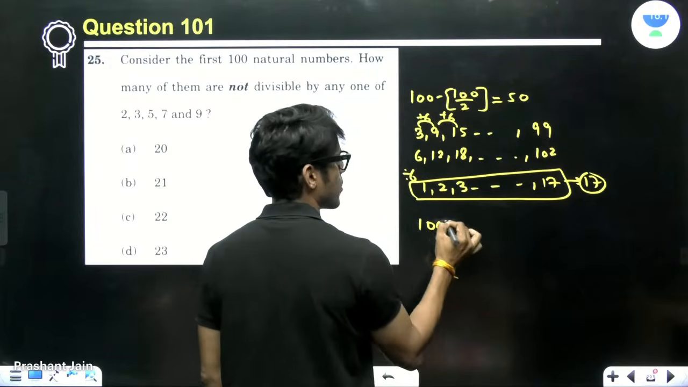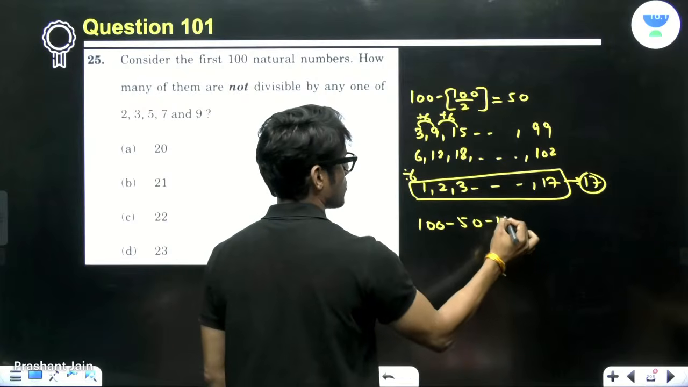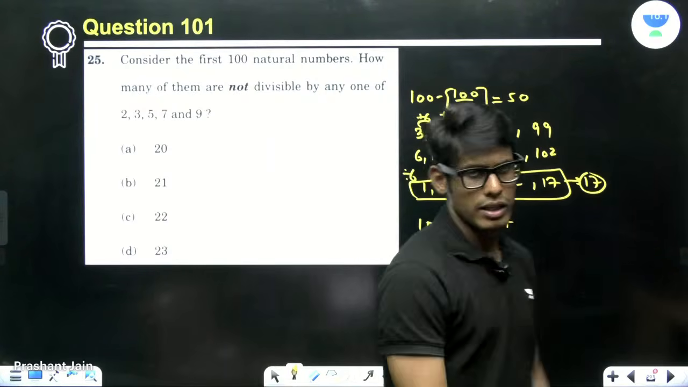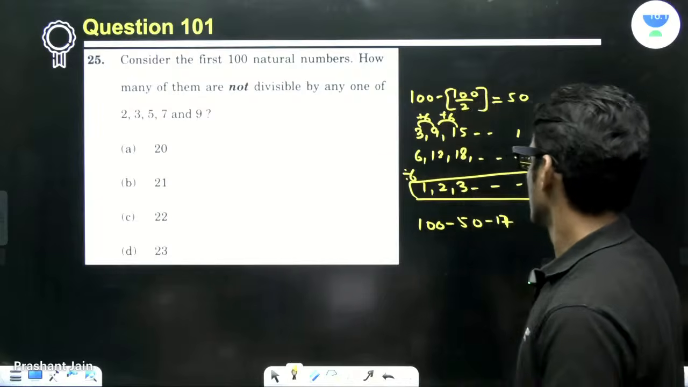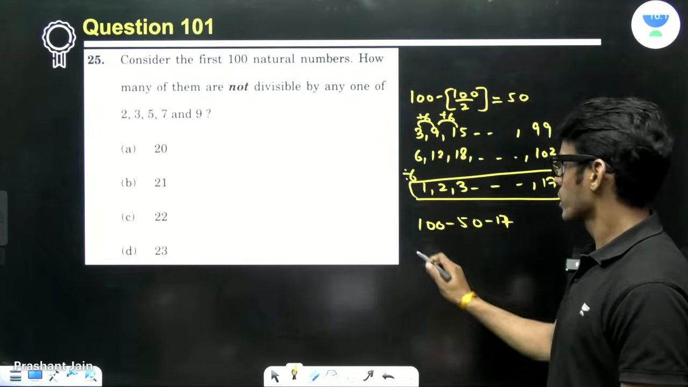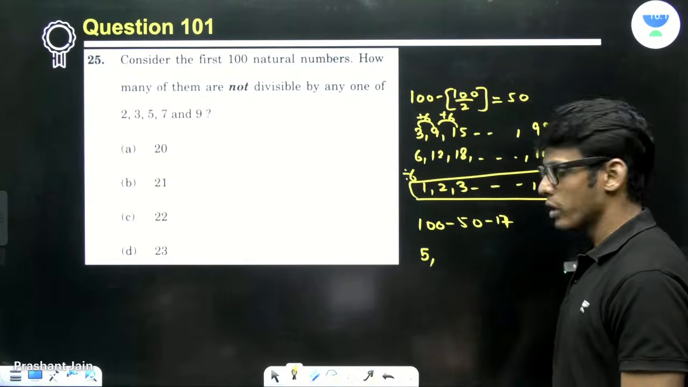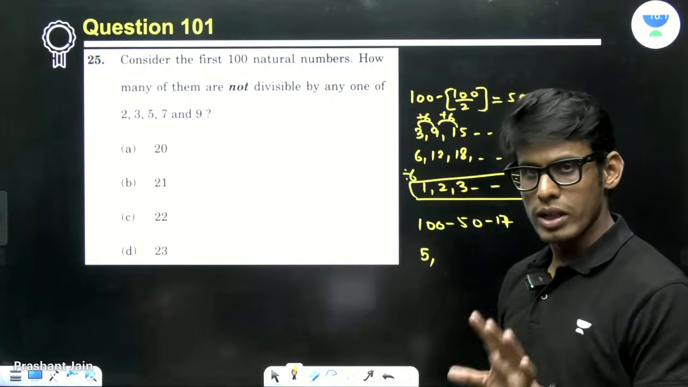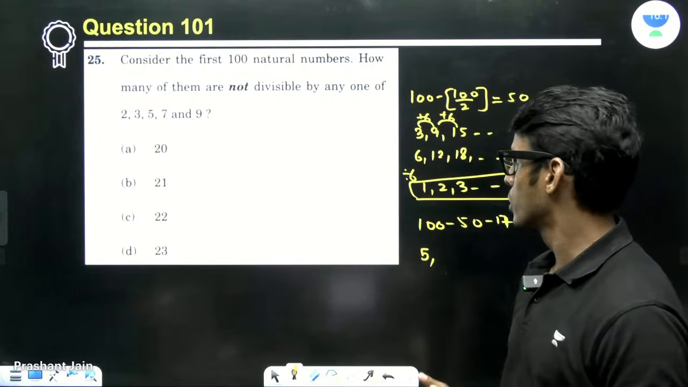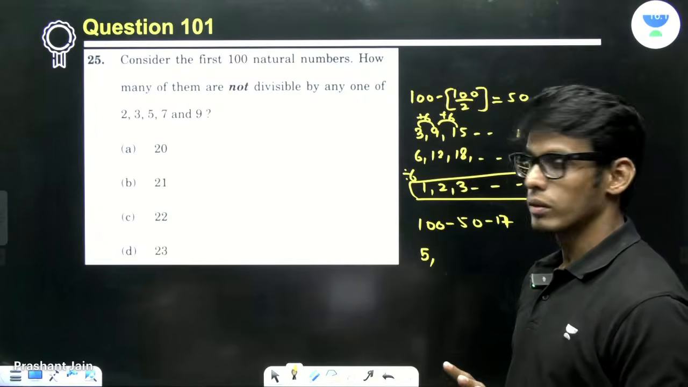But this is a skip problem. I'm simply doing it for the sake of it. It is a skip problem, right? Now just see 5. It will be very simple now. Don't worry.